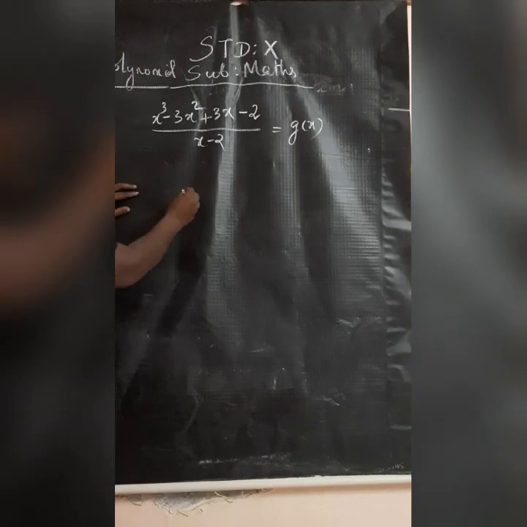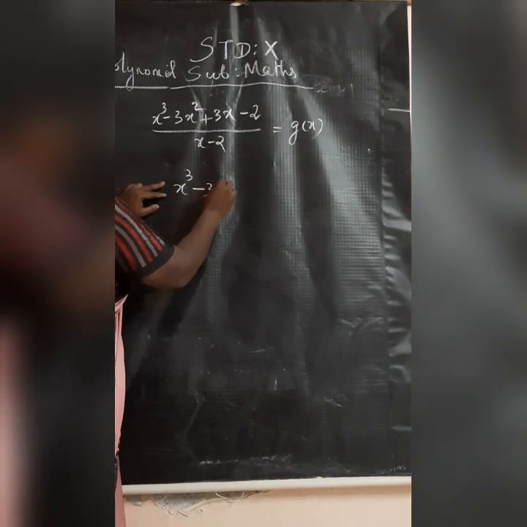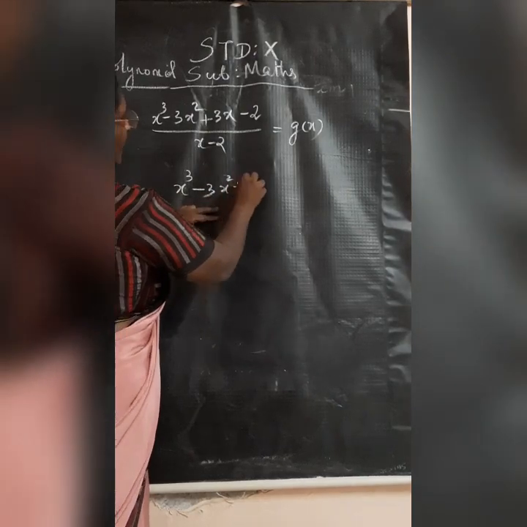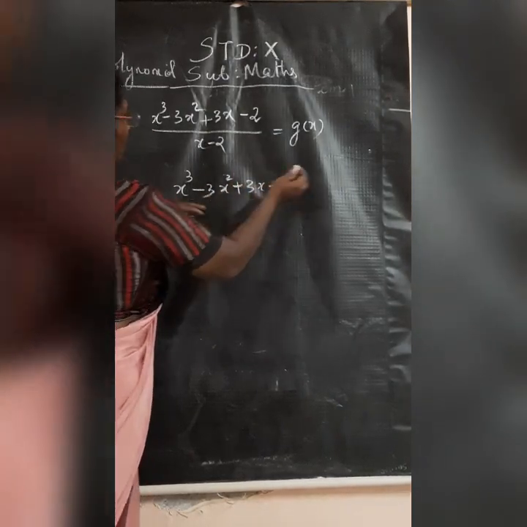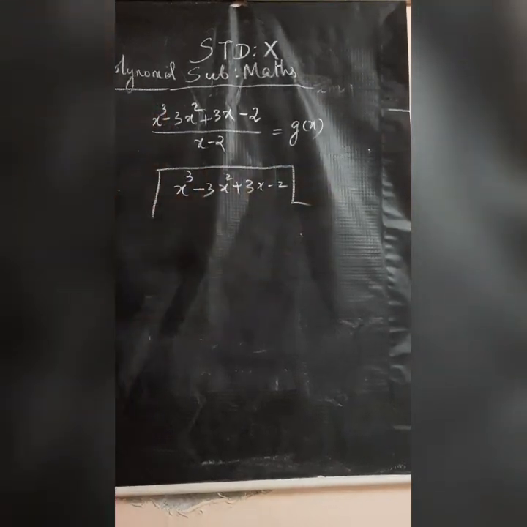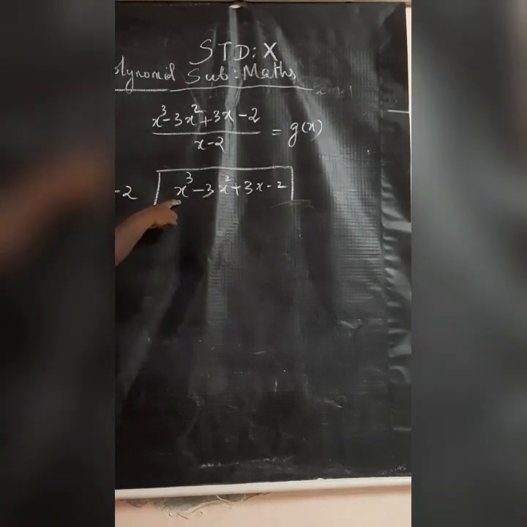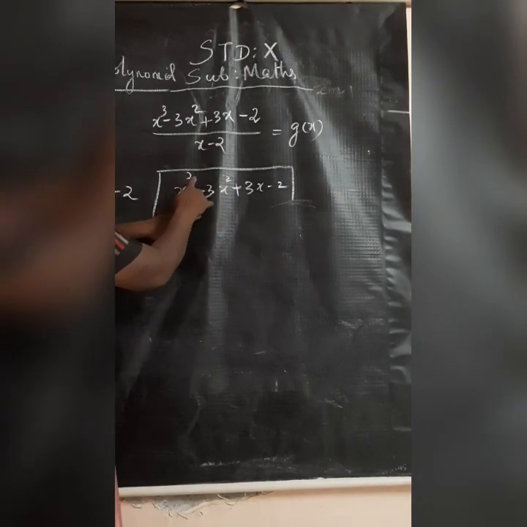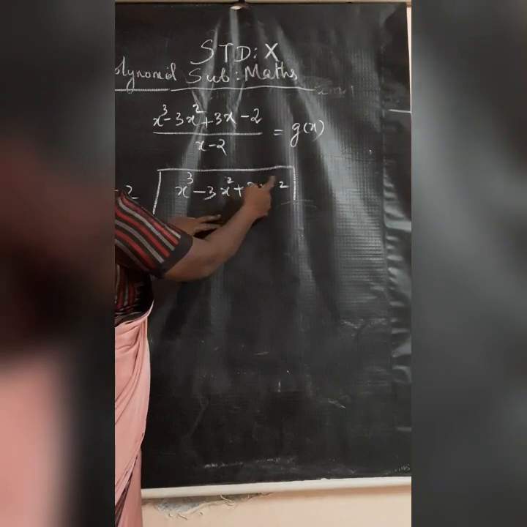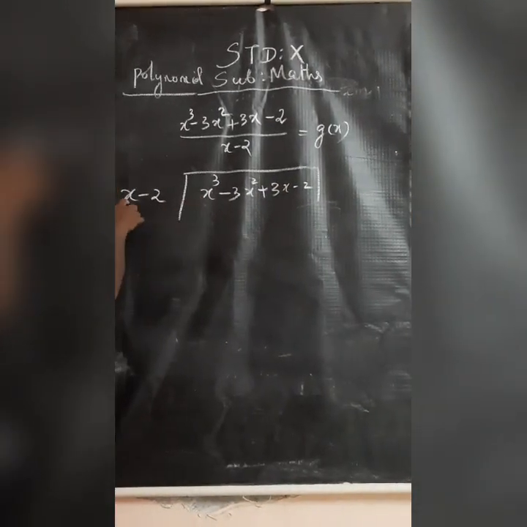Therefore, g(x), I am going to divide. Dividing 3x square plus 3x minus 2 by x minus 2. That is equal to x cube. Here the terms, you see here degree 3, here degree 2, degree 1, degree 0. So it is in the order. So first term by first term, what is coming?